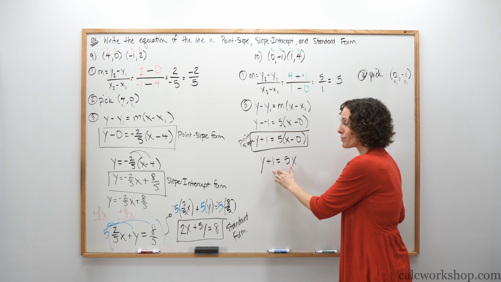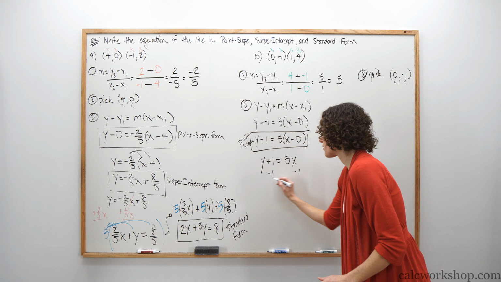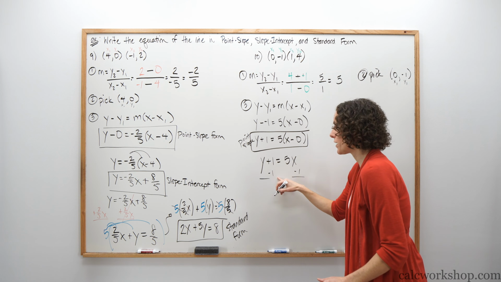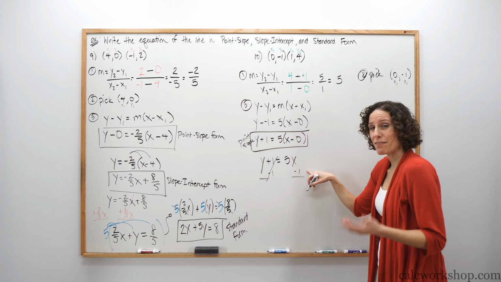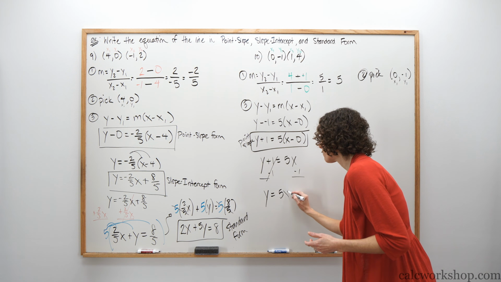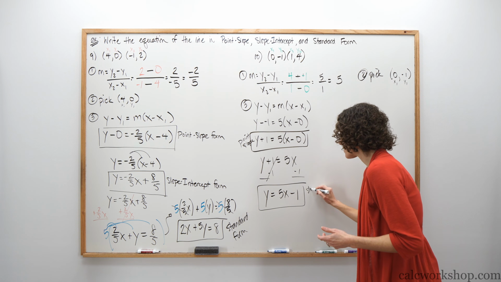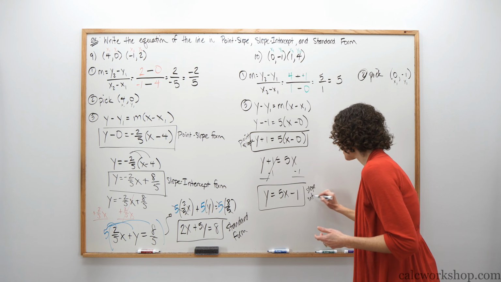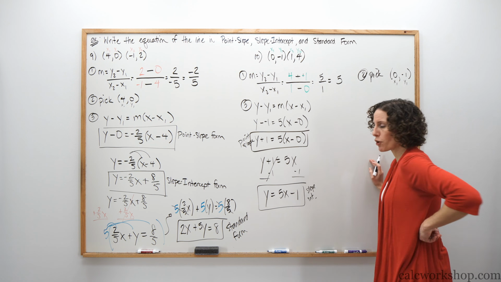So now all we got to do is move that 1 to the other side. So let's go ahead and subtract 1 to the other side. 1 and negative 1 wipe out. When we write these two values together, 5x and negative 1, they don't go together. So y equals 5x minus 1. This is slope-intercept. I'm going to abbreviate there. So we have point slope, we have slope-intercept form.